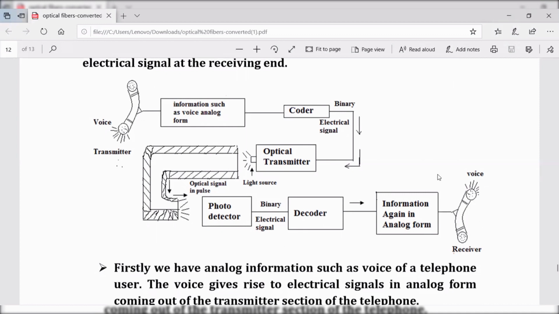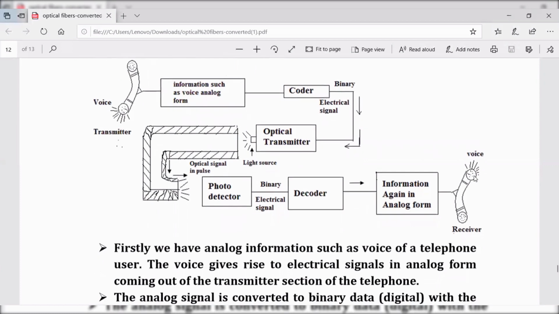Now let us see how we can communicate the information, the basics of point-to-point communication system. Initially we have the voice of a telephone user in the analog form. That voice gives rise to electrical signals in the analog form.